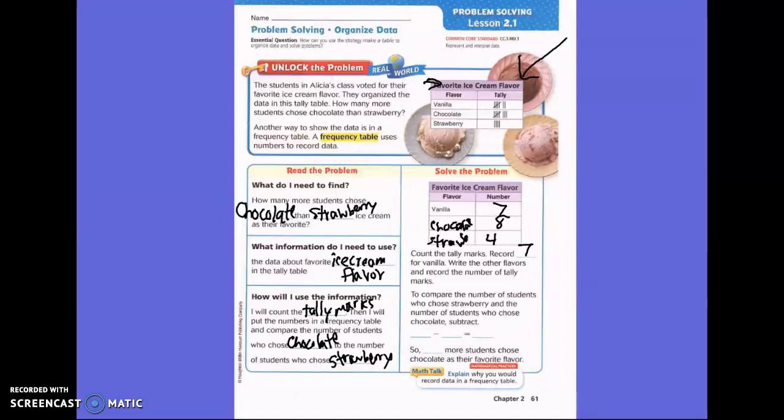Now, to compare the numbers of students who chose strawberry and the number who chose chocolate, what did the question ask? How many more? So that means we are subtracting. So we have to put the first number, it should be what? 8 for chocolate, and what for strawberry? 4. 8 minus 4 is what, guys? 4. So how many more students chose chocolate as their favorite flavor? 4 more.